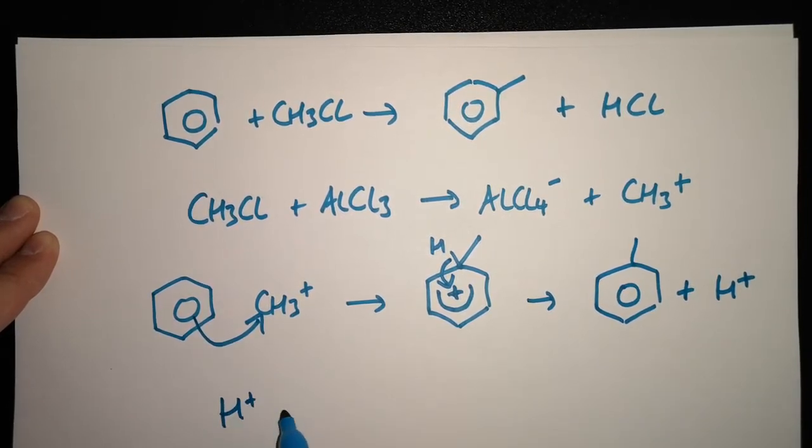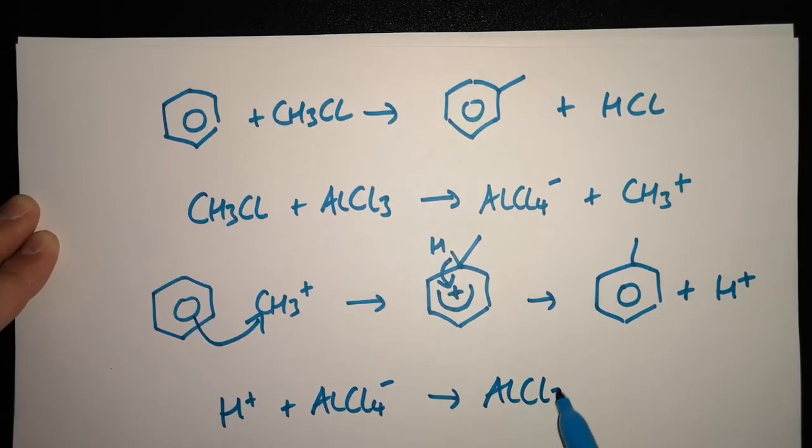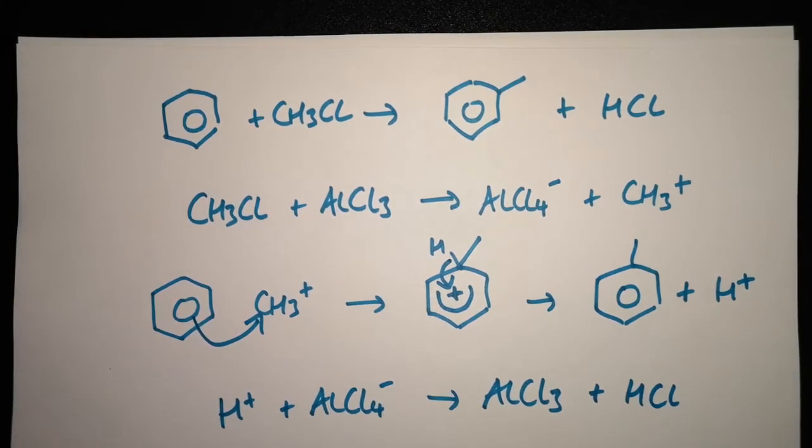That H+ ion has to go somewhere, so that reacts with the AlCl4- ion to recreate my AlCl3 halogen carrier and to form my HCl. Okay, hope you did well with that one. Now let's look at an acylation.